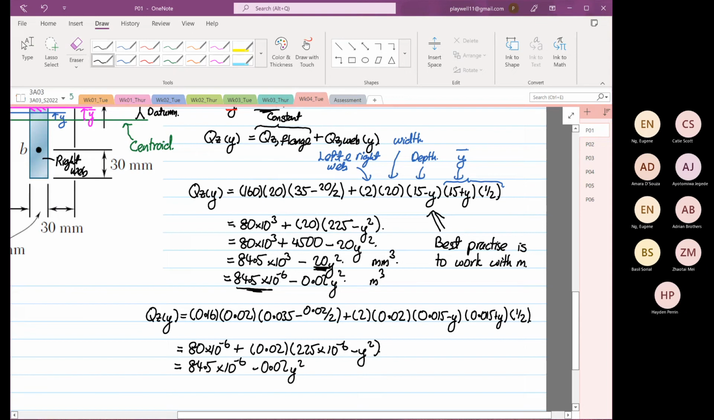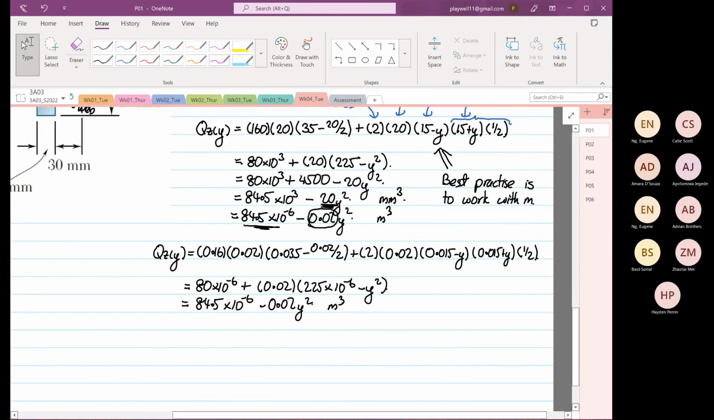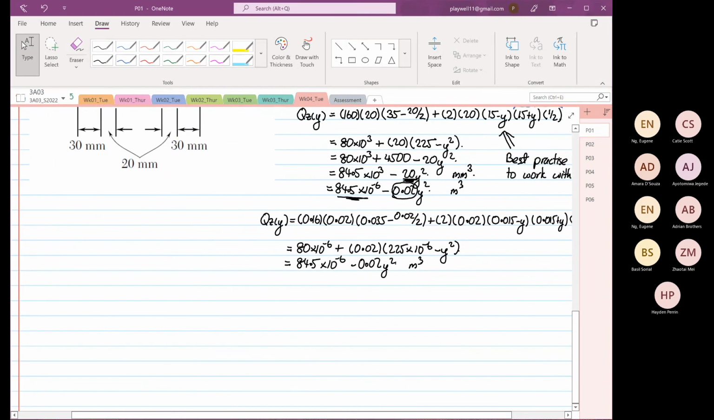y squared. Okay, so this is directly in meters cubed. The confusing part is this part. Okay, this is 0.02 and then you have y squared. If you do not know, then you will be wondering what you must do. Okay, so the best thing is to deal with meters. It will be less confusing for all of us, including me.